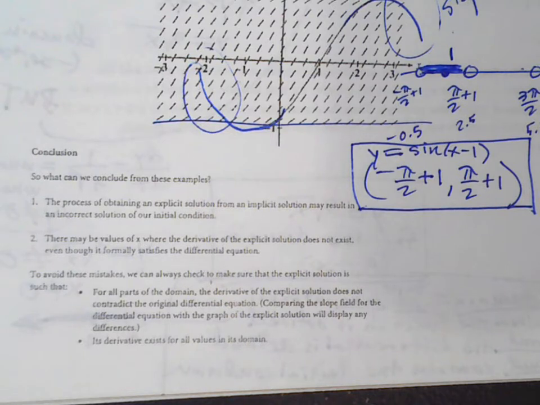To avoid these mistakes, we can always check to make sure that the explicit solution is such that for all parts of the domain, the derivative of the explicit solution does not contradict the original differential equation. The original differential equation, original derivative, is important. Comparing the slope field for a differential equation with the graph of the explicit solution will display any differences. Its derivative exists for all values in its domain.